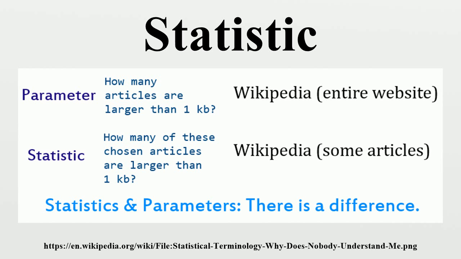A statistic is distinct from a statistical parameter, which is not computable because often the population is much too large to examine and measure all its items. However, a statistic, when used to estimate a population parameter, is called an estimator. For instance, the sample mean is a statistic that estimates the population mean, which is a parameter.